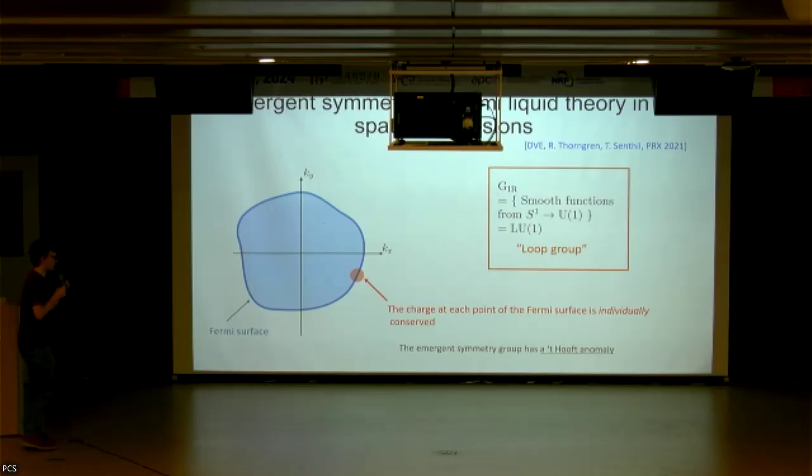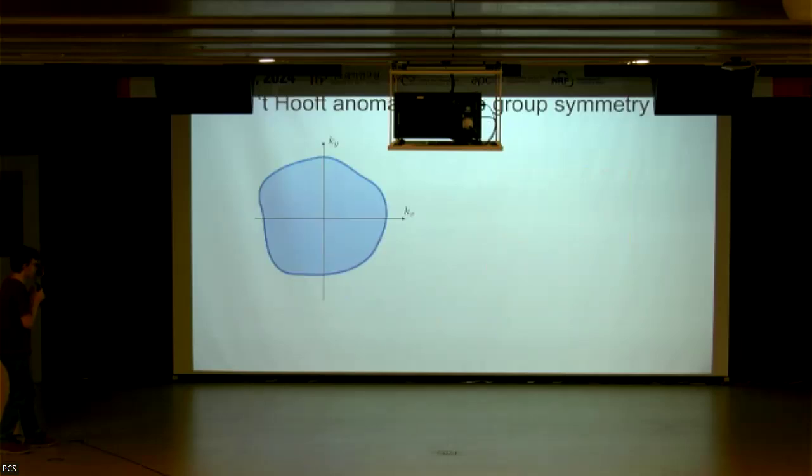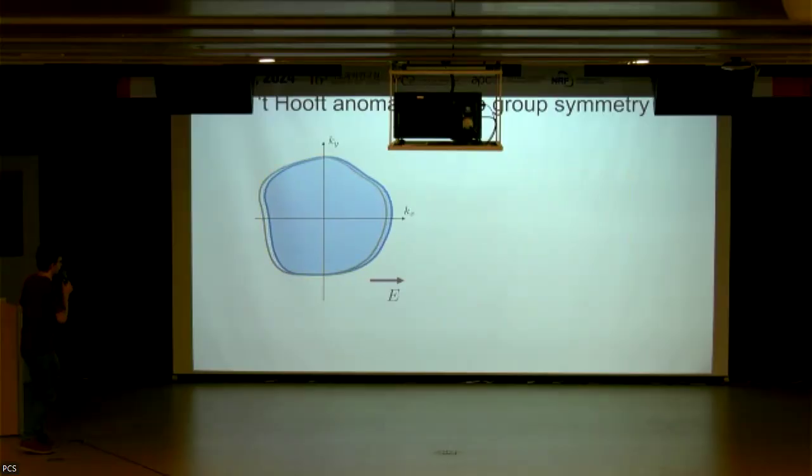And so it turns out this emergent symmetry group also has a 't Hooft anomaly, just as we saw in the 1D case. In a minute, I'll try to give you the precise anomaly equation, but there are some subtleties for that. Let me just first give you the intuitive picture for why there must be an anomaly. It's basically the same story as in 1D. If you apply an electric field, the electrons move in momentum space in response to the electric field. As a consequence, the charge at any point of a Fermi surface is not conserved anymore, because there's charge flowing in from the interior of the Fermi surface. So that's the manifestation of a 't Hooft anomaly.